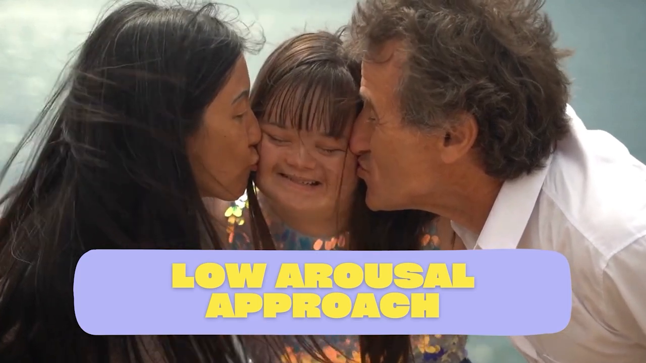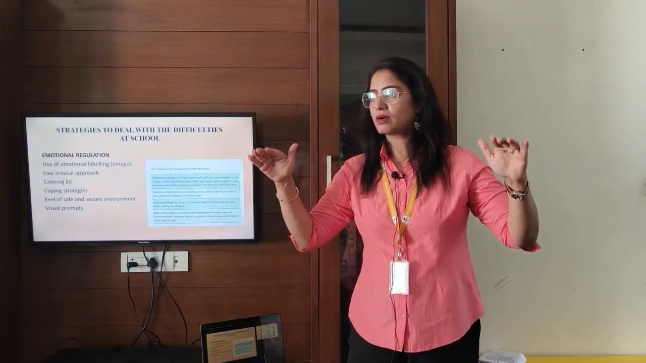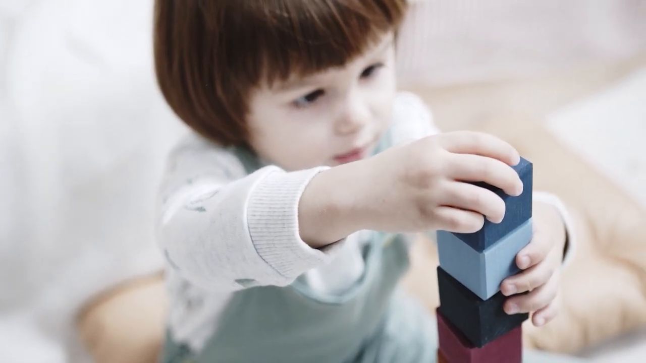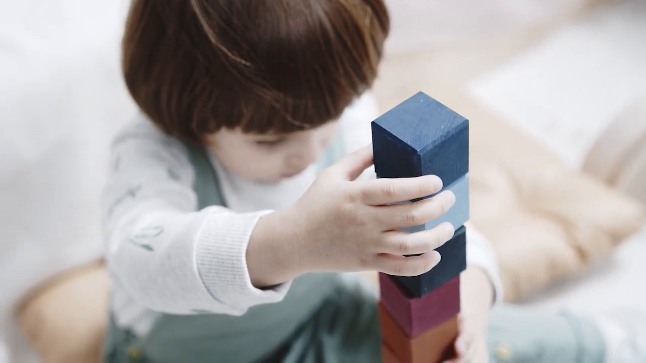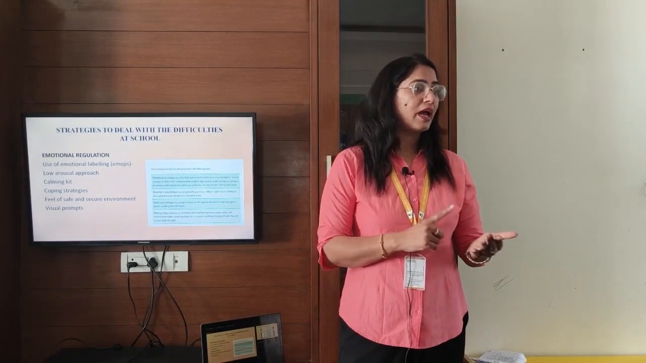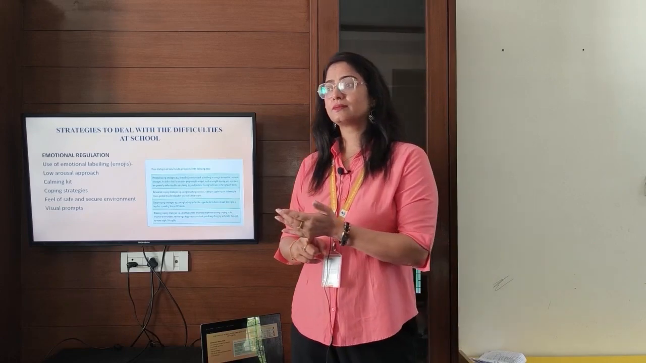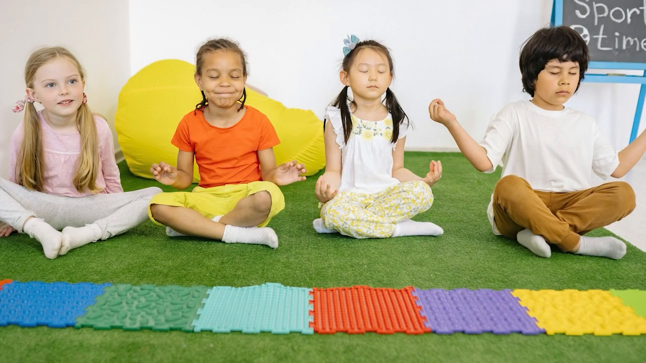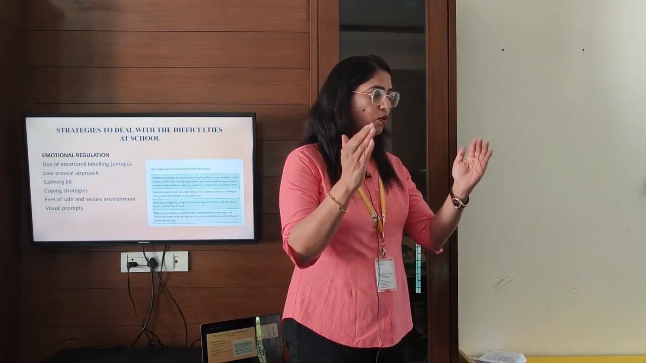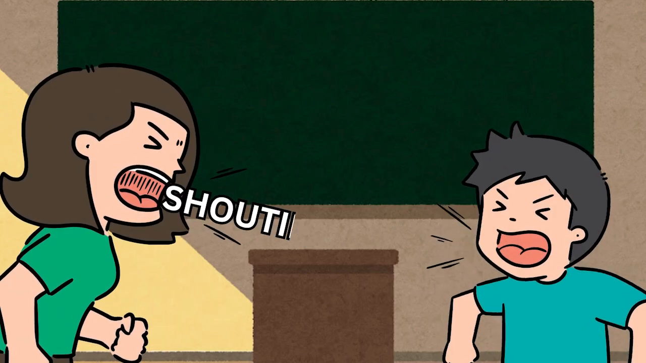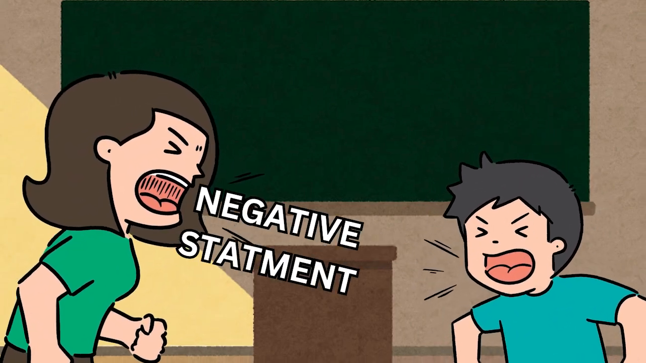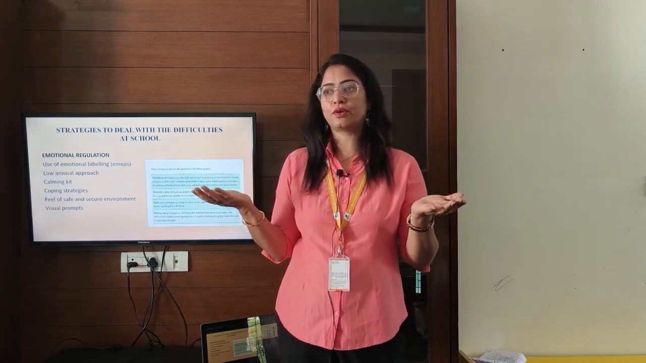Now, low arousal approach, same. What is the low arousal approach? We have just gone through an organized, calming environment. Low arousal approach means the same, that you have to use some stress buster calming activities. You can use breathing techniques, yoga postures, or ask your child for backward counting. All these are low arousal approaches, right? Rather than yelling, shouting, giving punishment, negative statements, all of which are too alerting and overwhelming for your student.